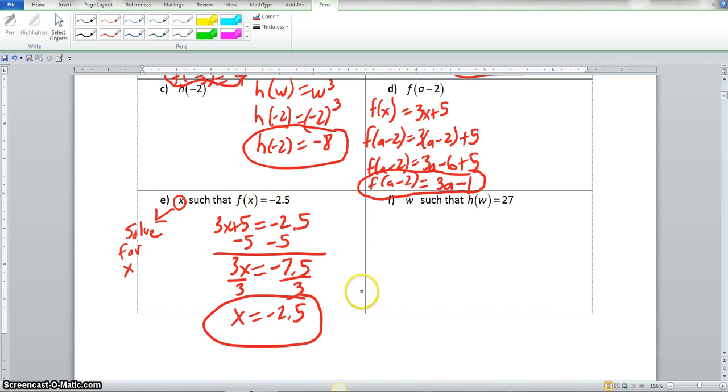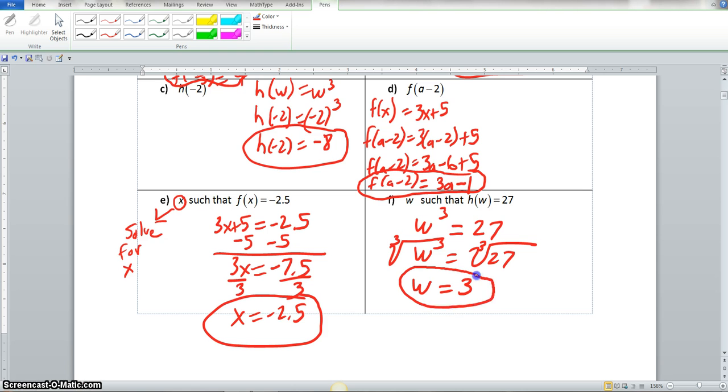Now, one thing I need to warn you about is that just because it started out with a negative 2.5 does not mean your answer is going to equal what you started out with. So let's go here to F. It says find W such that H of W is equal to 27. So remember, H of W is equal to W cubed. So we'll take W cubed equals 27, and we're solving for W. What we will have to do next is take the cube root of both sides. So the cube root of W cubed is W, and the cube root of 27 is 3. So this is our final answer.